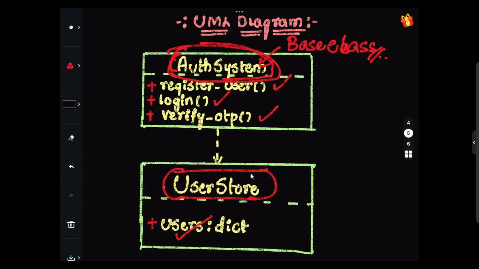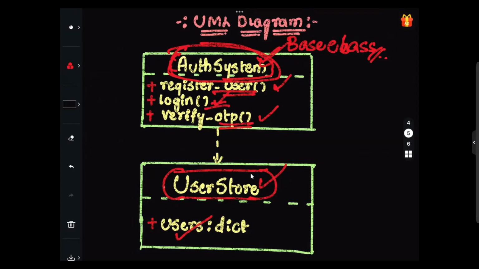Just remember this. Just pause the video, have a look into it. The exact same thing we will be articulating in the form of code. We will not be making any changes. We'll just be adding logic to the methods and the parameters along with the classes that we have designed in the UML diagram. So we'll be making use of the same classes, the auth system and the user store class, which consists of three methods: register user, login, and verify OTP. Within these methods, we will be implementing the logic.